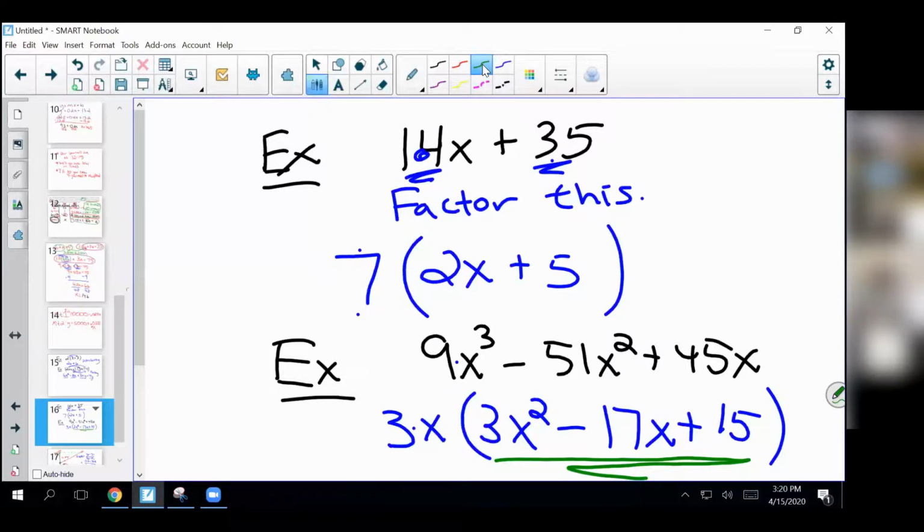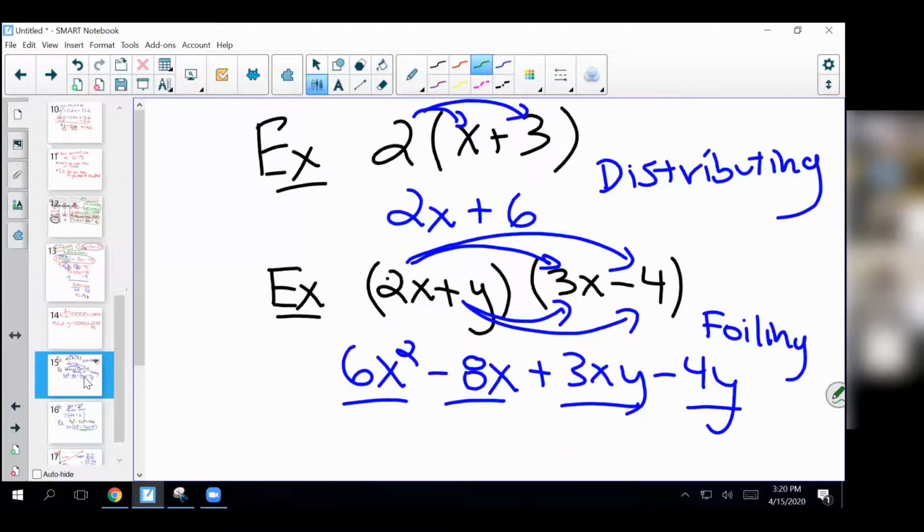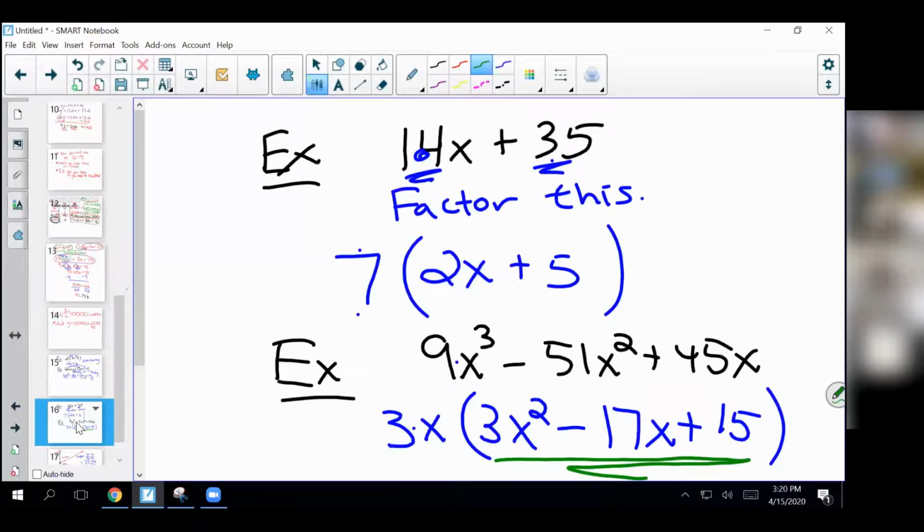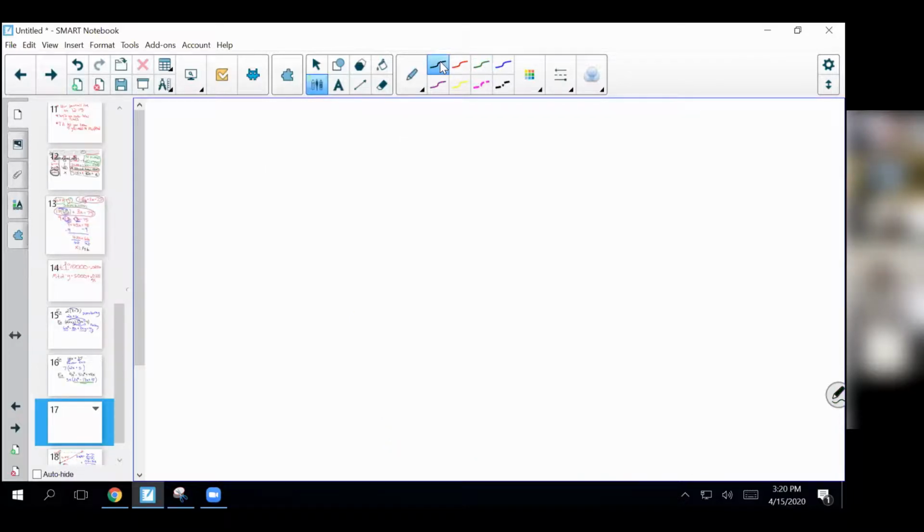So that's the other type of factoring I want to do, which is unFOILing. Over here we FOILed when we did the second problem on this slide. We want to undo that now. So that's going to be a new slide. Let's do one of these here.